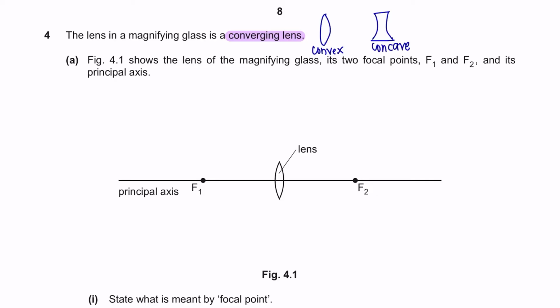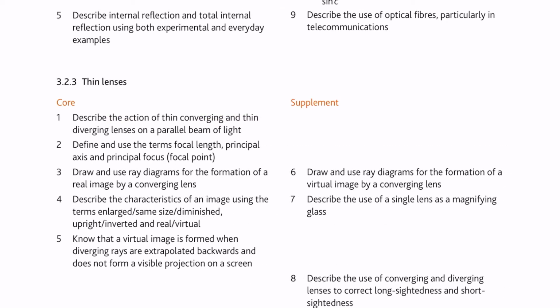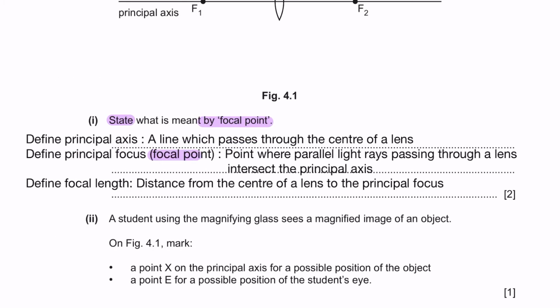Question A. Figure 4.1 shows the lens of the magnifying glass, its two focal points f1 and f2 and its principal axis. Part 1. State what is meant by focal point. If you look into your course syllabus, you would see that you are required to know the terms focal length, principal axis, and principal focus. However, the definition is not given to you. So focal point is the point where parallel light rays passing through a lens intersect the principal axis. And additionally, I have also provided you with the definition of principal axis and the definition of focal length. So be sure to memorize them.